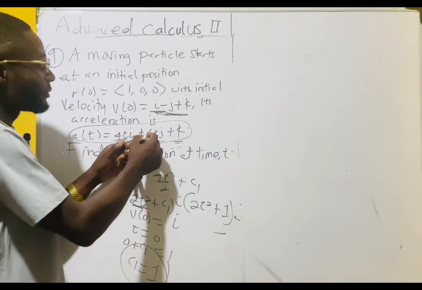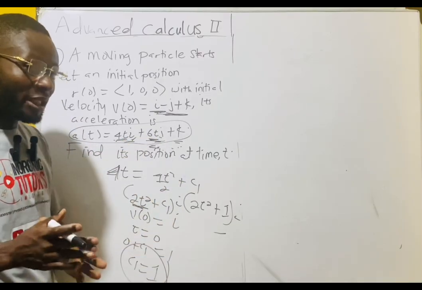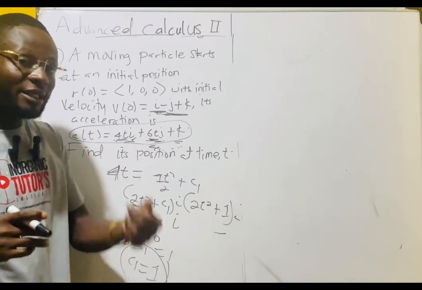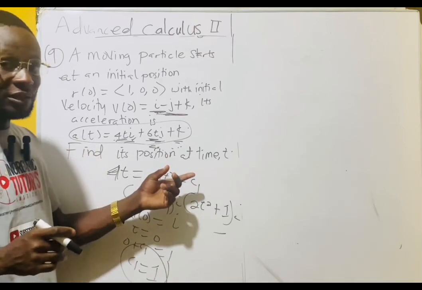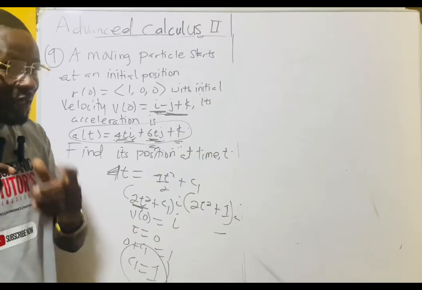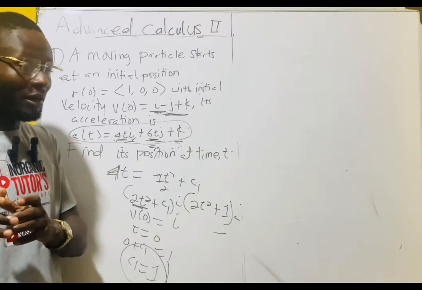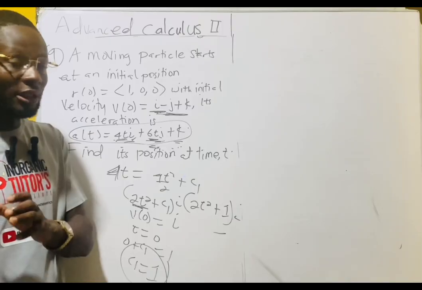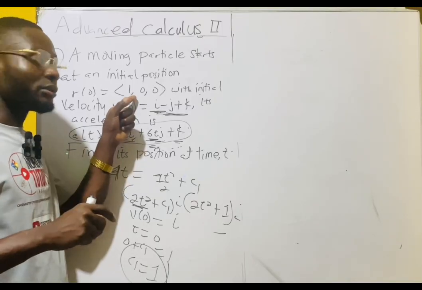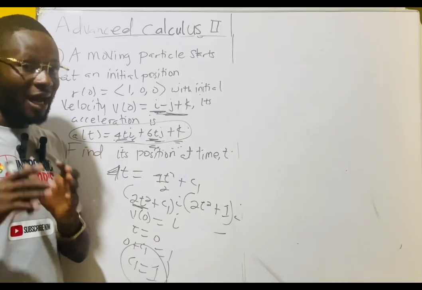Right? You do the same thing for the second component. Then when you are done obtaining the velocity, you integrate the velocity again to have what? The position at time t. Now, don't forget that you integrate it component wise. All right. So if you integrate component wise, then you substitute the initials to find what? The actual position at time t.